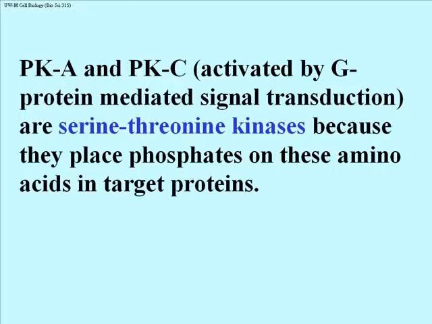Most amino acids, or amino acid side chains, can't be phosphorylated. PKA and PKC are both called serine-threonine kinases, which just means that they catalyze the transfer of phosphate groups from an ATP to an appropriate serine or threonine side chain in the target proteins.